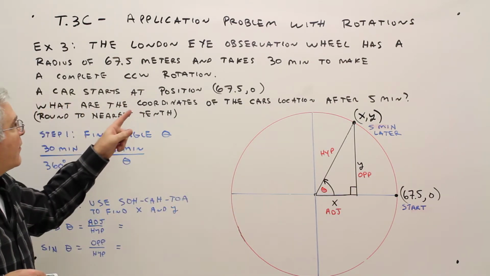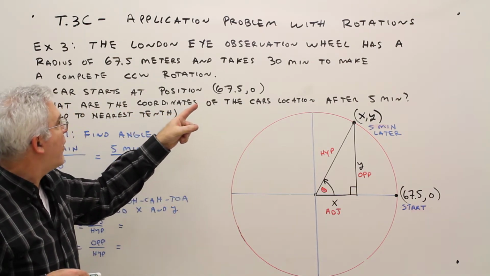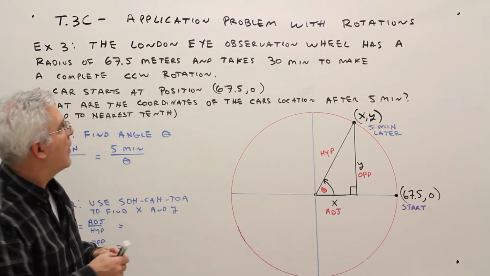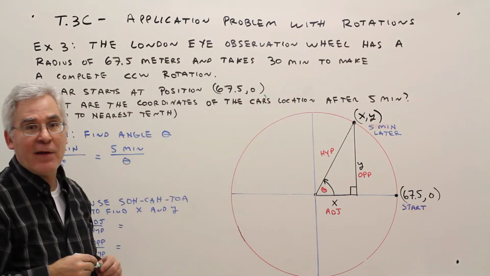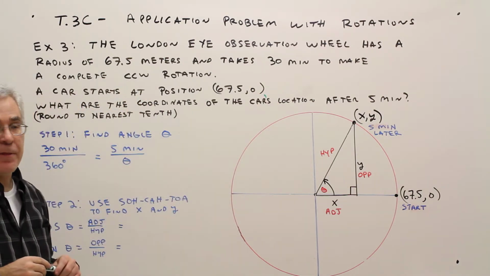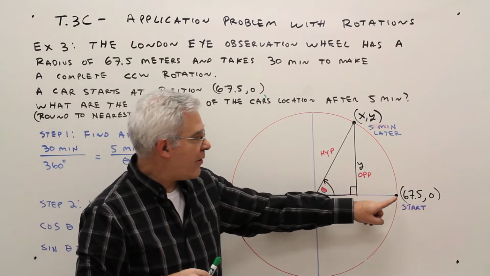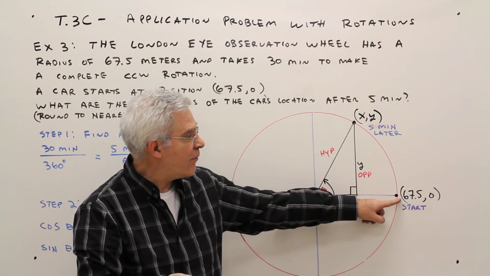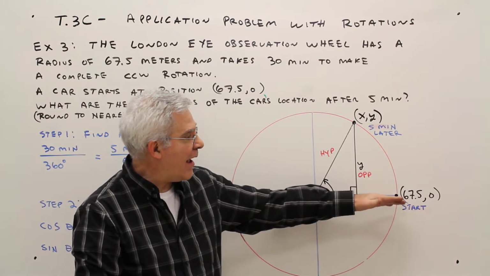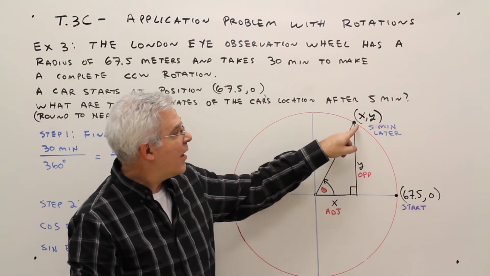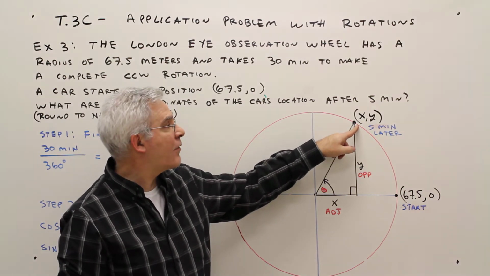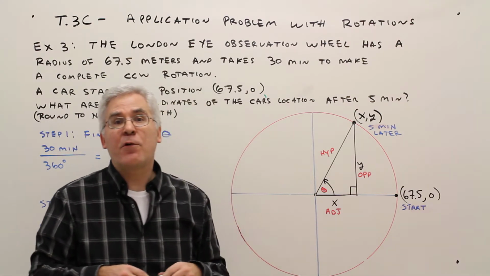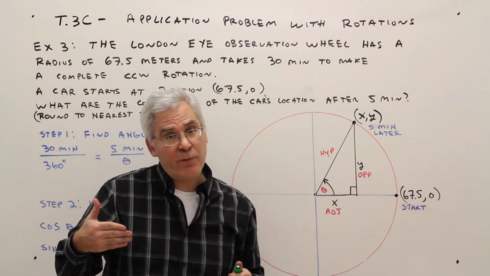A car starts at position (67.5, 0). What are the coordinates of the car's location after 5 minutes? Round to the nearest tenth. Okay, so the car is starting right here, basically on the ground at (67.5, 0), and then 5 minutes elapses. It's going counterclockwise, and it's ending at a coordinate over there, (x, y), and we want to know what the coordinates are. Okay, so this is going to be a recall of trigonometry from Algebra 2.